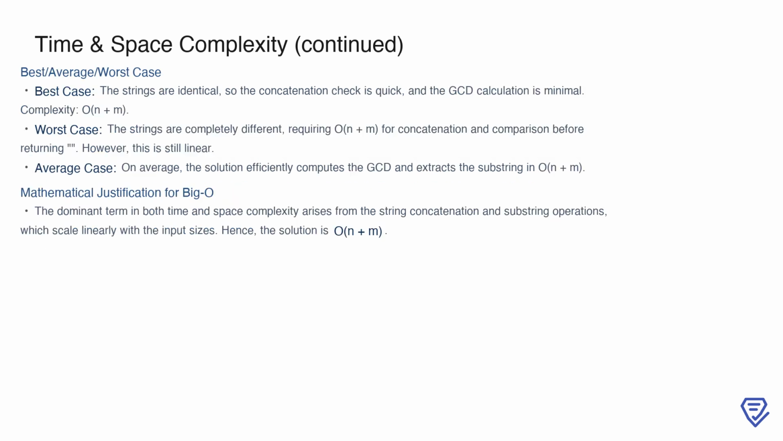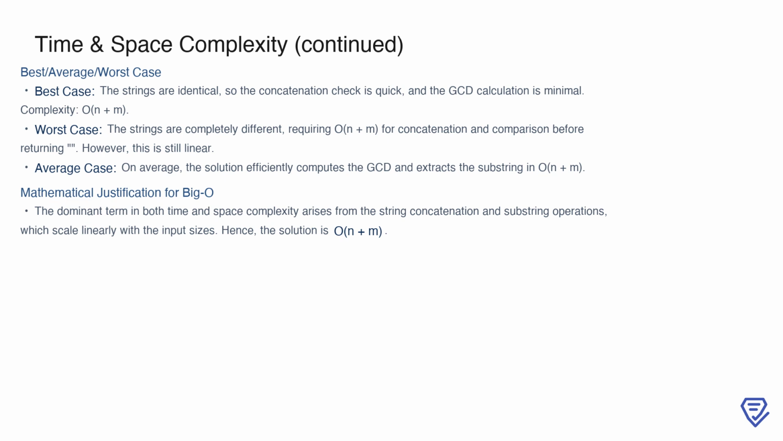Finally, let's consider the best, average, and worst cases for this solution. In the best case, the two strings are identical, so the concatenation check is trivial, and the GCD calculation is minimal, leading to a time complexity of O(n + m). In the worst case, the strings are entirely different, meaning we still perform the concatenation and comparison in O(n + m) before returning an empty string. Even in this scenario, the complexity remains linear.